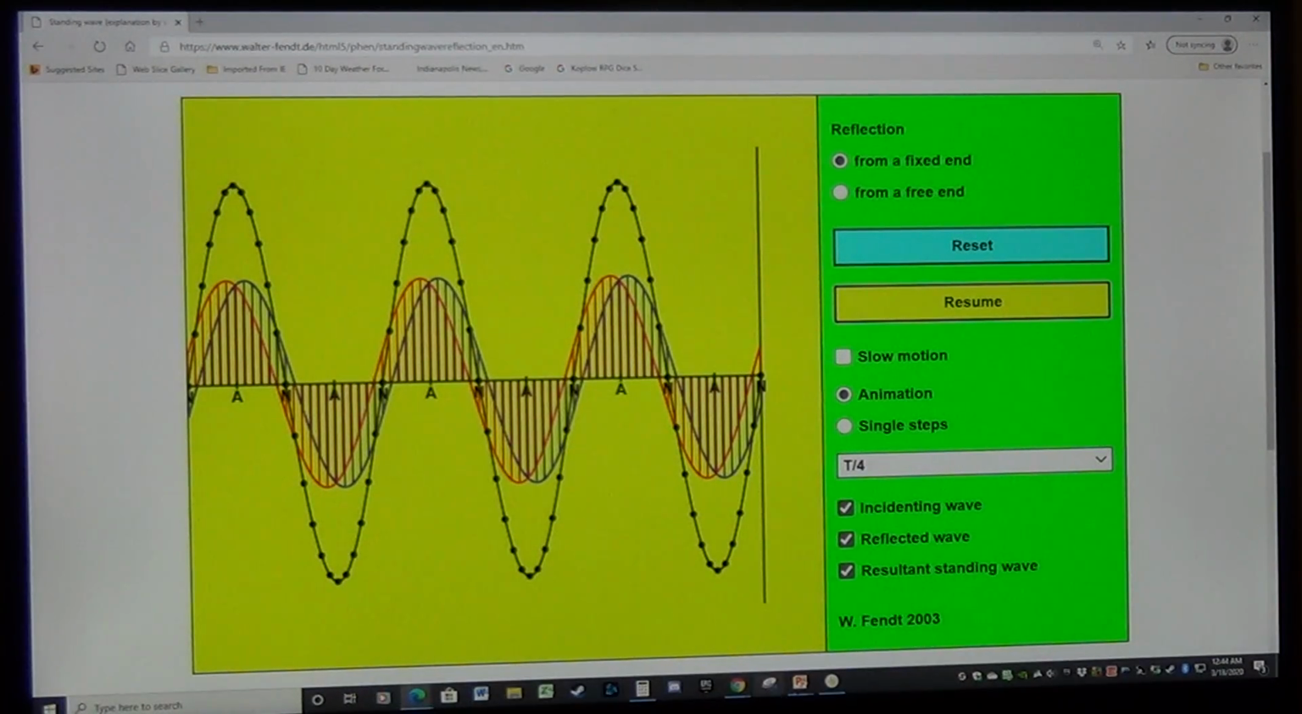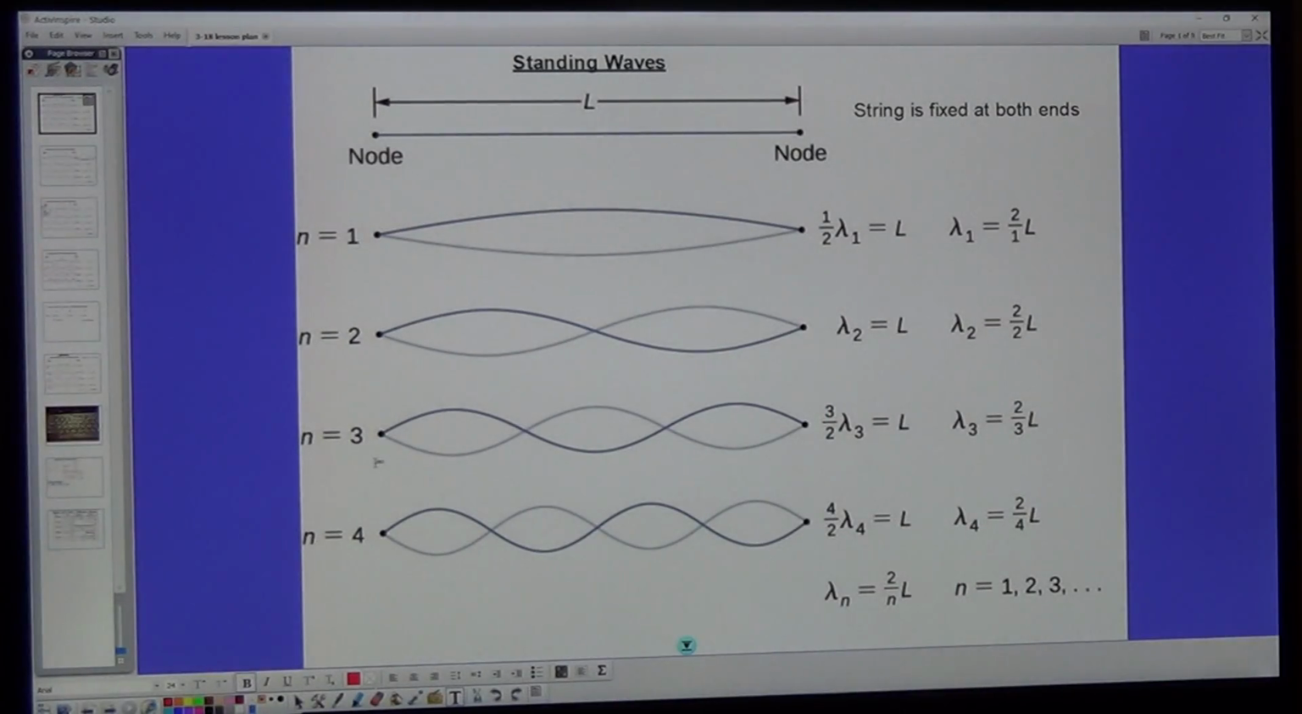So if we take a look at this, these are the different standing wave patterns that you have with two fixed ends. Right here, this is the length of the string. And at either end we have the fixed points, which are called nodes. I do want to say that the rules are a little bit different if you have something that is loose at the end. We'll cover that a different day, but right now we're just talking about strings that are fixed at both ends.